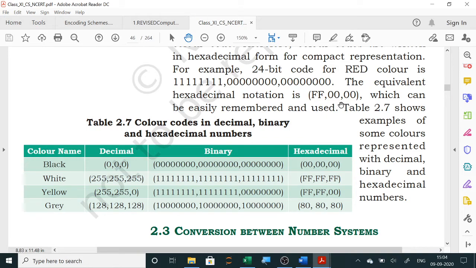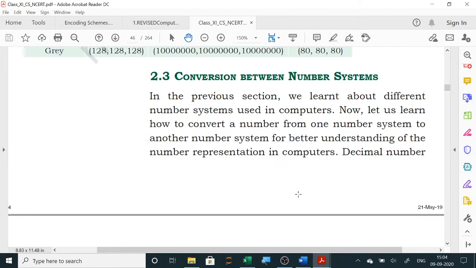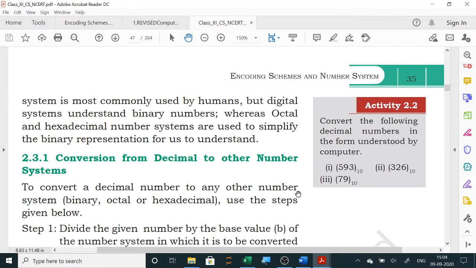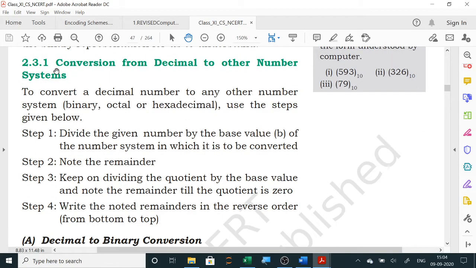So all the color representations are given here. Now, conversion from one system to another. Conversion from decimal to other number systems: whenever any decimal number is given to you, you only have to follow 4 steps. We divide the number by the base value of the number system in which it is to be converted. If it is to be converted into binary, we divide by 2; if it is to be converted to octal, we divide by 8; and if it is to be converted to hexadecimal, we divide by 16.